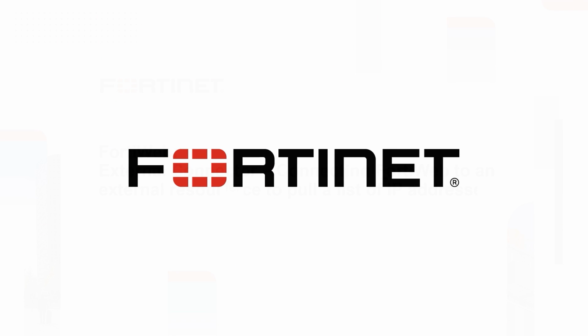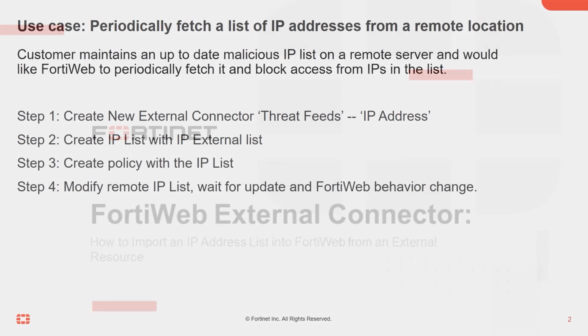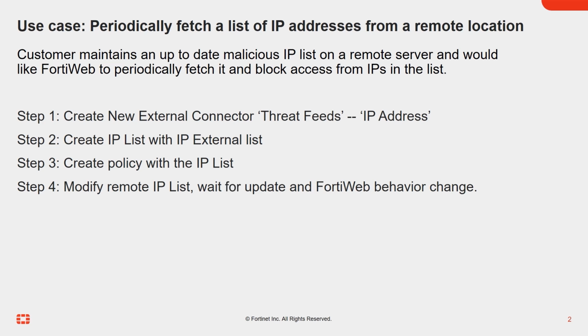In this demo, we'll configure FortiWeb to connect to an external resource to automatically and continuously pull a list of IP addresses. Customer maintains on a remote server a threat feed with a list of malicious IPs that updates periodically and would like to make sure FortiWeb blocks these IPs and is always up to date.